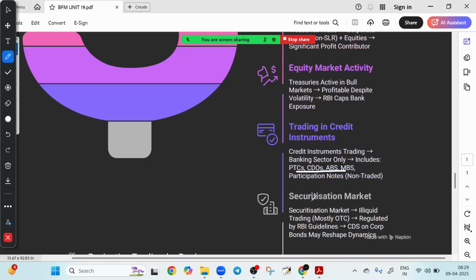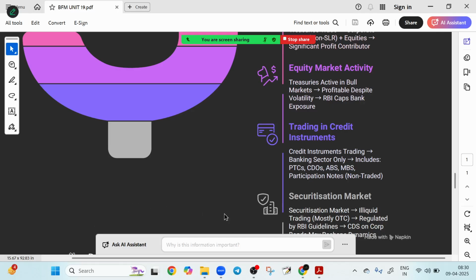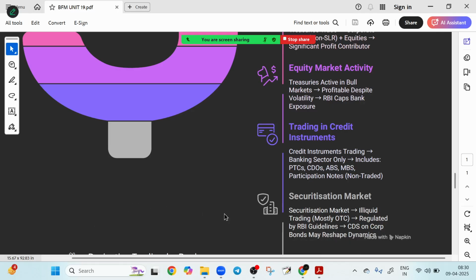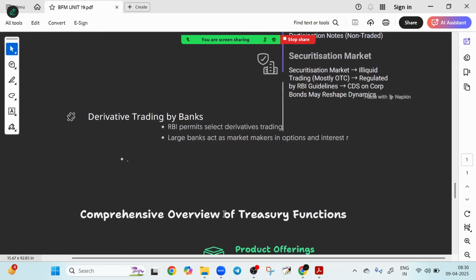Then we have the securitization market. What does it mean? See, securitization, though tightly regulated, opens the doors. So banks trade in securitized assets, including CDs and corporate bonds, right? This helps reshape risk and reward dynamics, especially in complex portfolios. So treasury is not just a department; it's a financial strategy hub, right? From forex deals to security, every transaction is a move in a well-played chess game, right? And understanding this gives us powerful insight into how banks truly operate behind the scenes.